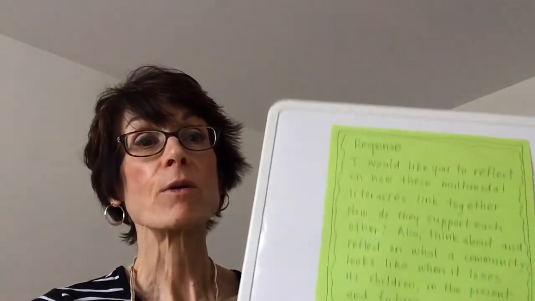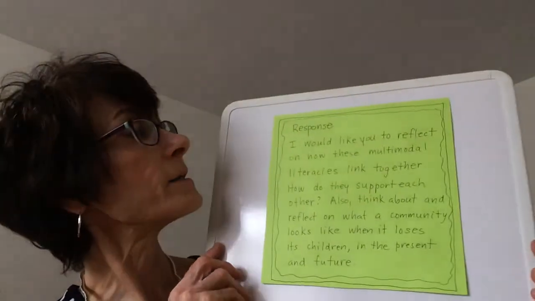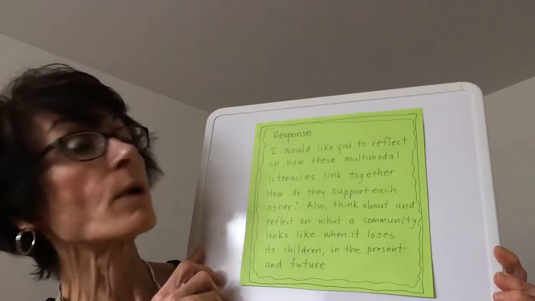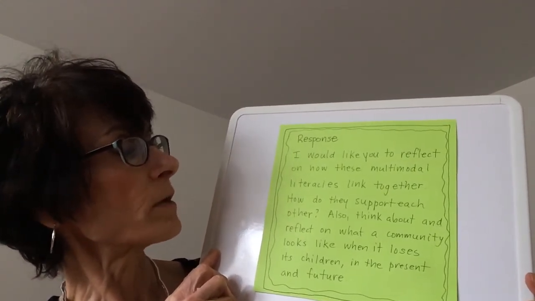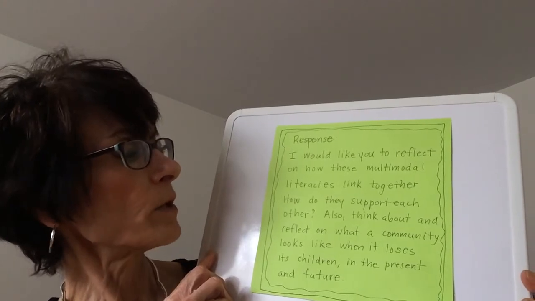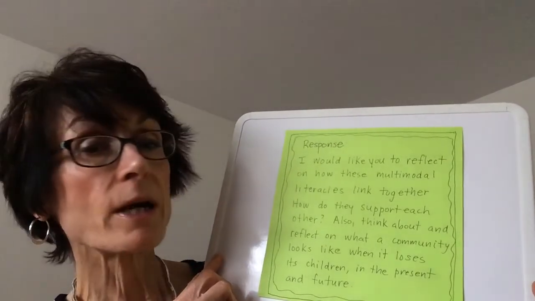The response this week is I would like you to reflect on how these multimodal literacies that we've seen together today support each other. Also think about and reflect on what a community looks like when it loses the children in the present and in the future. You'll remember from our learnings in class that Duncan Campbell Scott mandated that all children were required to attend residential schools. So children between the ages of 5 to 7 and 15 were gone from these communities. If you can imagine what a community would be like with no children, I'd like you to reflect on that as well.